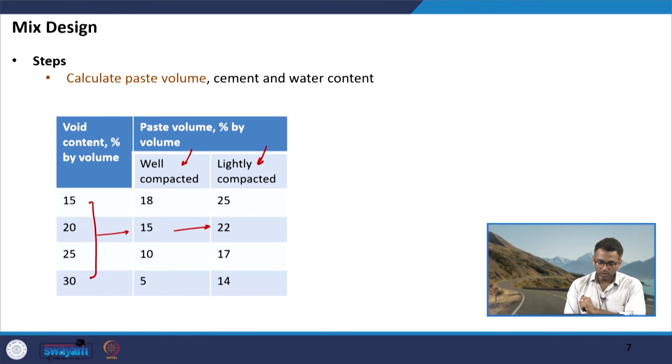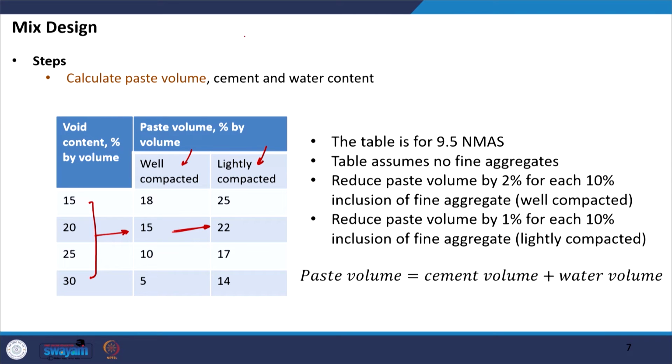So, based on the void content, you can select the appropriate volume of the paste here. Again, though the code mentions that there are two options, 19 and 9.5, presently we have only one table and this is meant for 9.5 mm. Okay. The table assumes no fine aggregate.